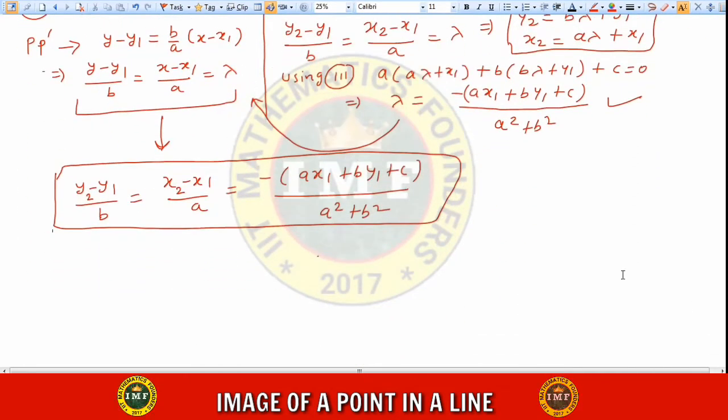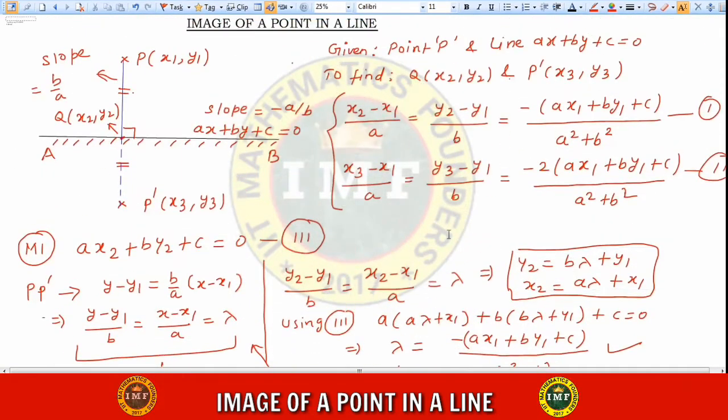Okay, now let us see the second formula. In the second formula I have to bring x3 and y3. In the figure I can see that Q is the midpoint of PP dash. So here I will use the midpoint formula in this number 1.